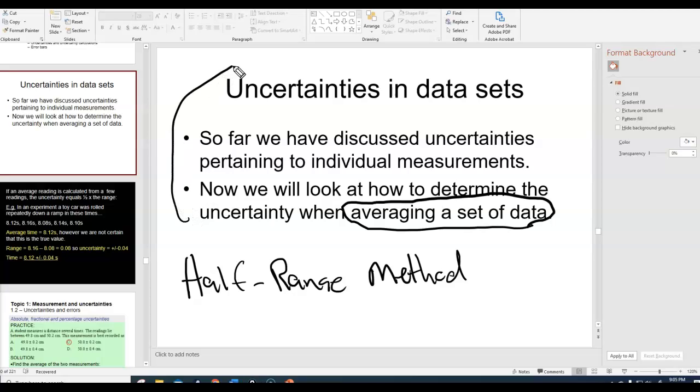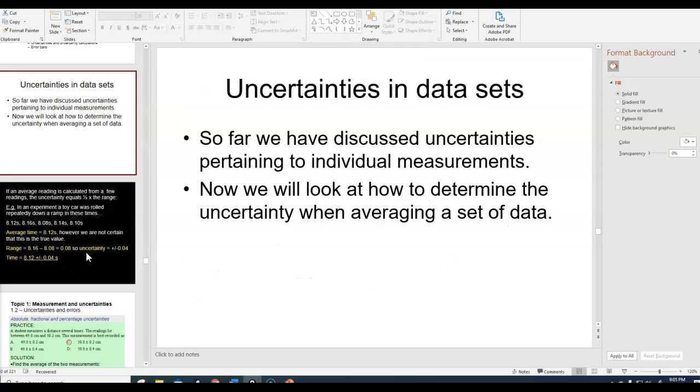So here is how the half-range method works. What you do is you take the range. Now, what does that mean, the range? That means the highest value minus the lowest value. Now this is called the half-range method, so if this is the range, you would take half of that value, and that gives you the uncertainty in your average value. Pause it there if you need to write that down, by the way, that's important.